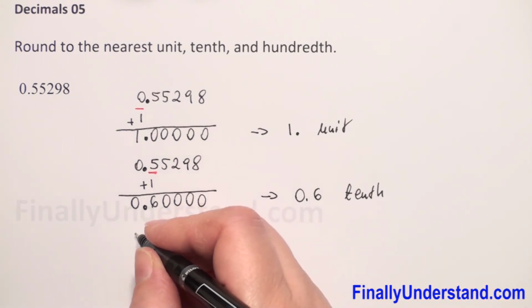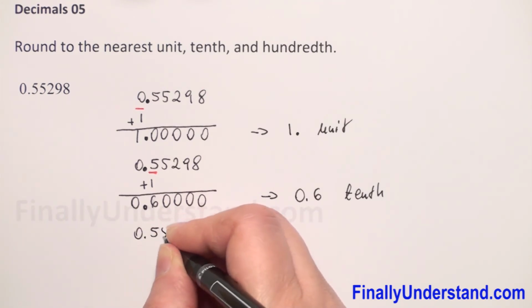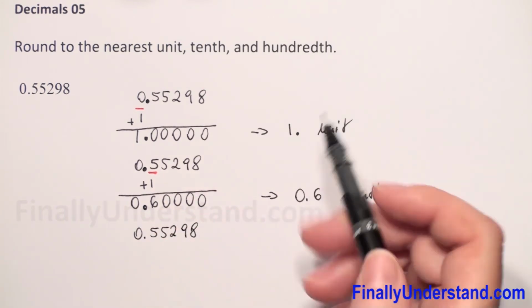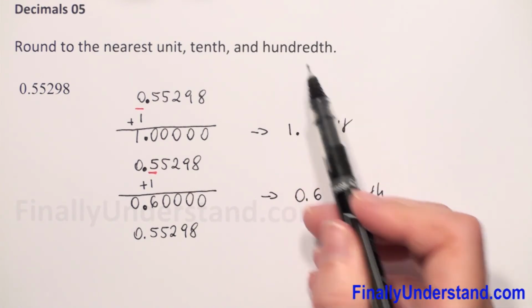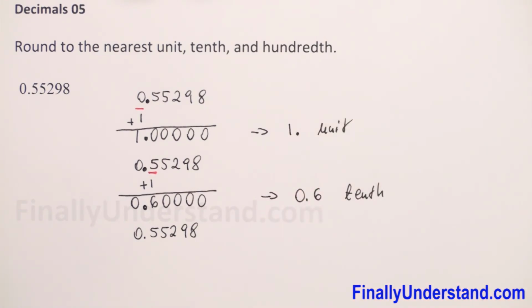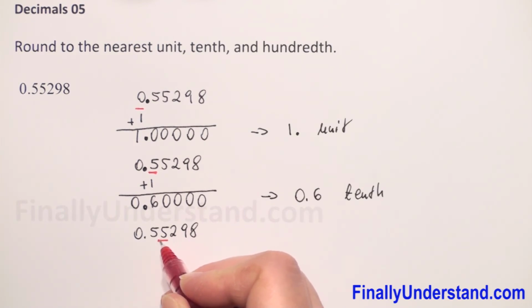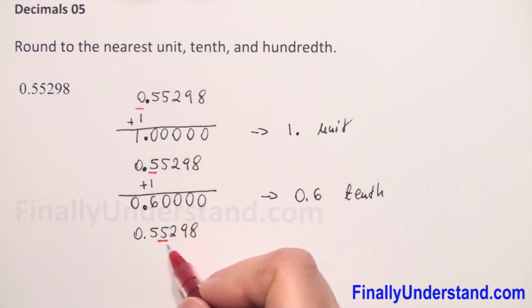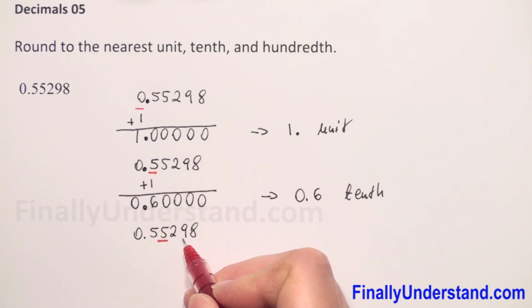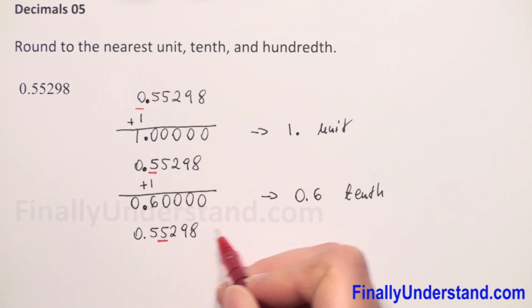Next, let me copy our example. We have 0.55298. We need to round to the hundredth. So first, where is the hundredth? We have to find the second digit. First is tenth, next is hundredth. So we underline the value to which we have to round our number. It is the second 5. First is tenth, hundredth, thousandth, ten-thousandth, hundred-thousandth, and so on.